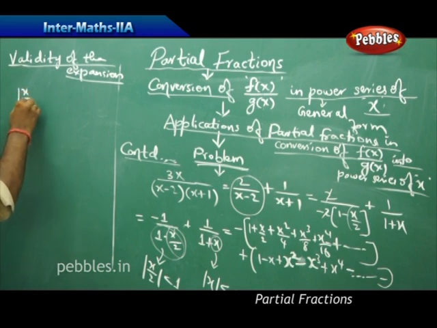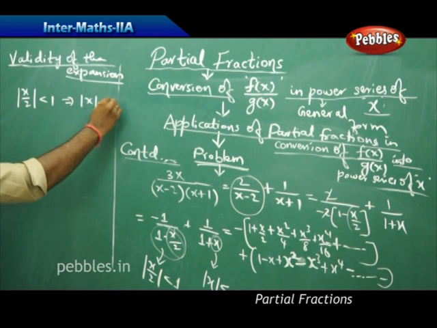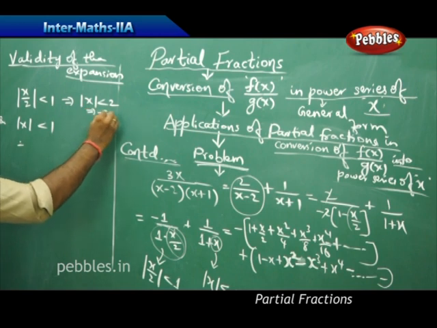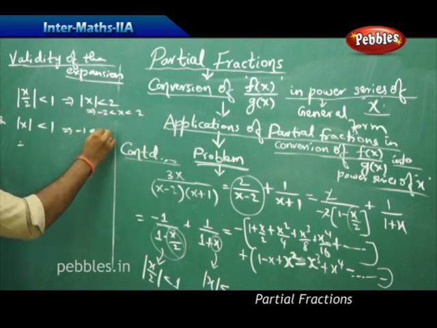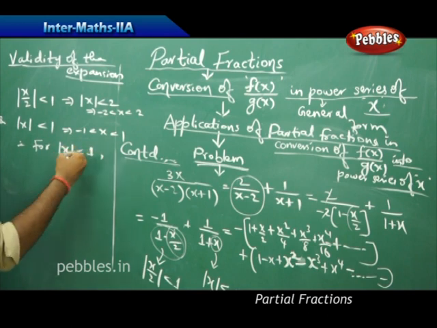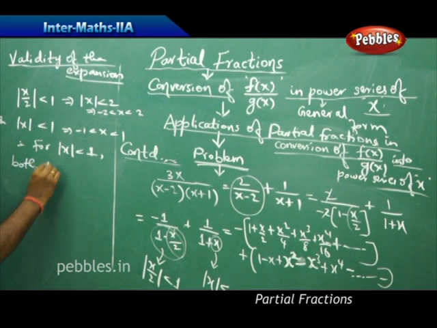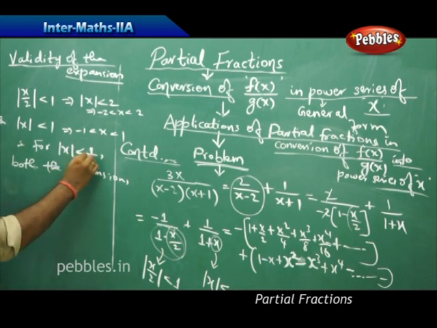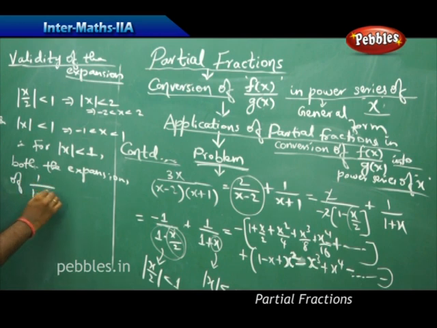So therefore mod x by 2 less than 1 implies mod x is less than 2, and mod x less than 1. Therefore this implies minus 1 less than x less than 1. Therefore, for mod x less than 1, both the expansions of 1 by (1 minus x by 2) and 1 by (1 plus x) are valid, which is how we validate the expansion.